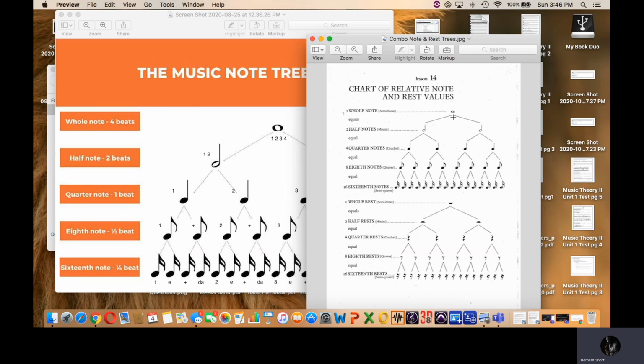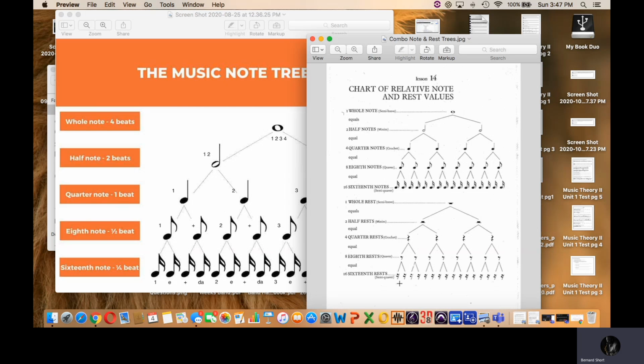So this whole note is telling you to make a sound for 4 beats. This whole rest is telling you to be quiet for 4 beats. This half note is telling you to make sound for 2 beats. This half rest is telling you to be quiet for 2 beats. Quarter note is telling you to make sound for 1 beat. The quarter rest is telling you to be quiet for 1. The eighth note is telling you to make sound for half of a beat. The eighth rest is telling you to be quiet for half a beat. The 16th note is telling you to make sound for 1/4 of the beat. The 16th rest is telling you to be quiet for 1/4 of the beat.